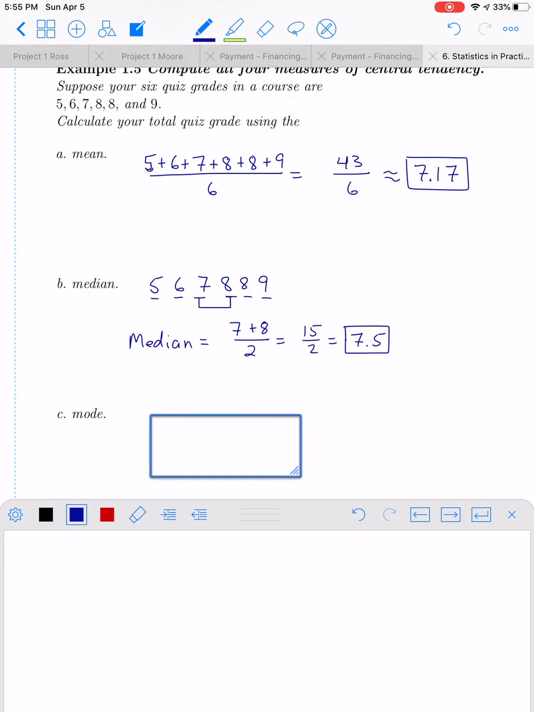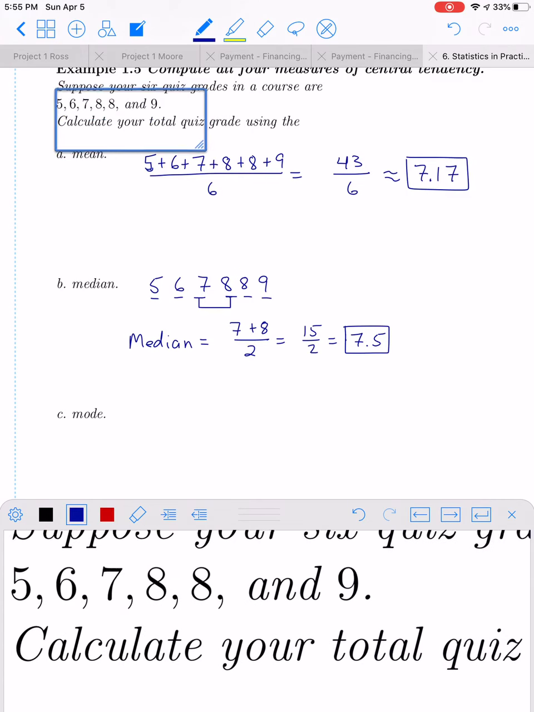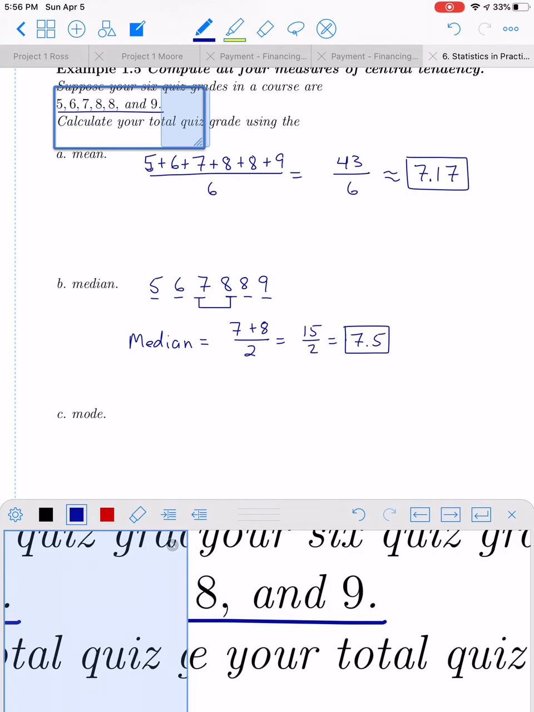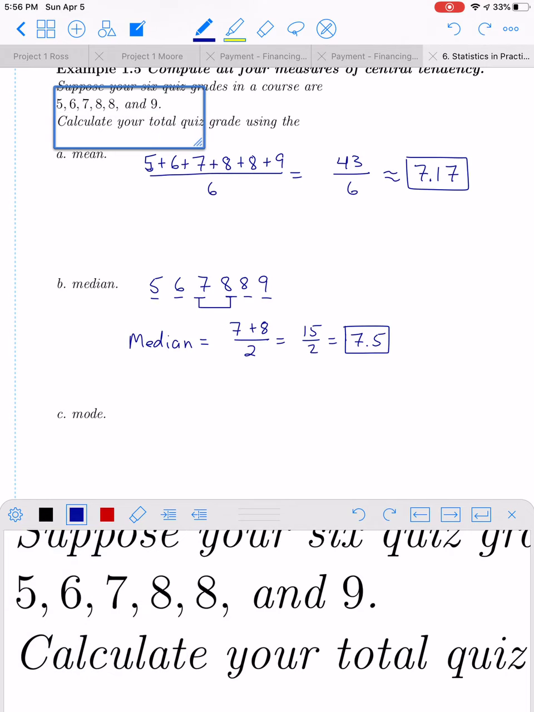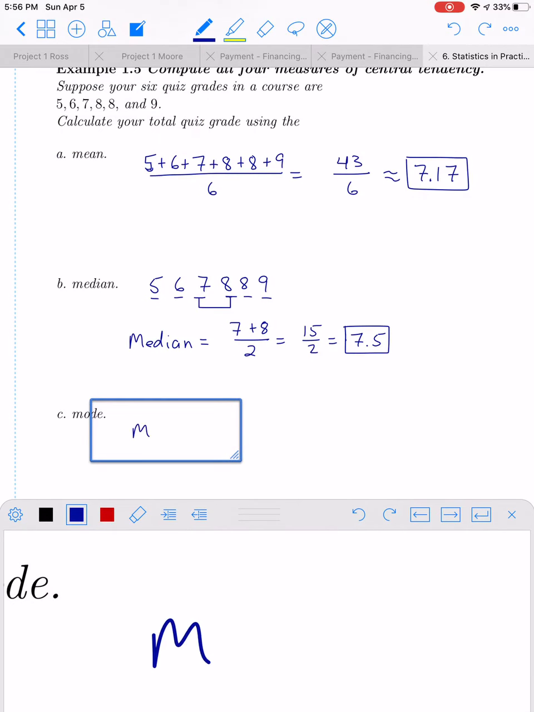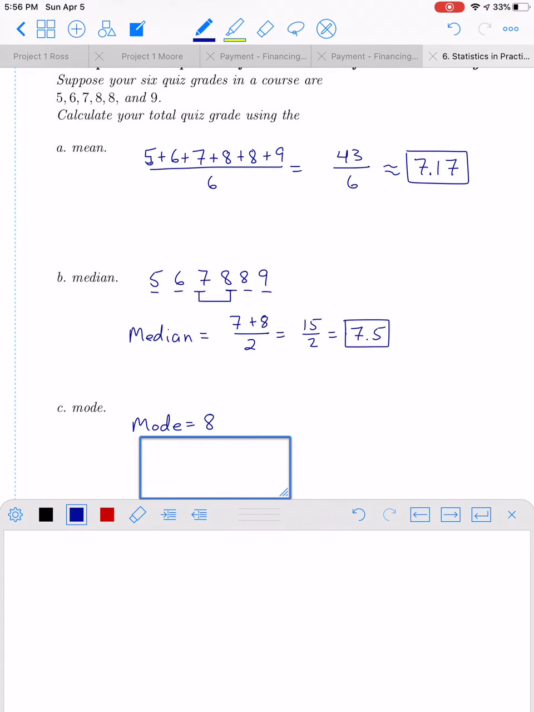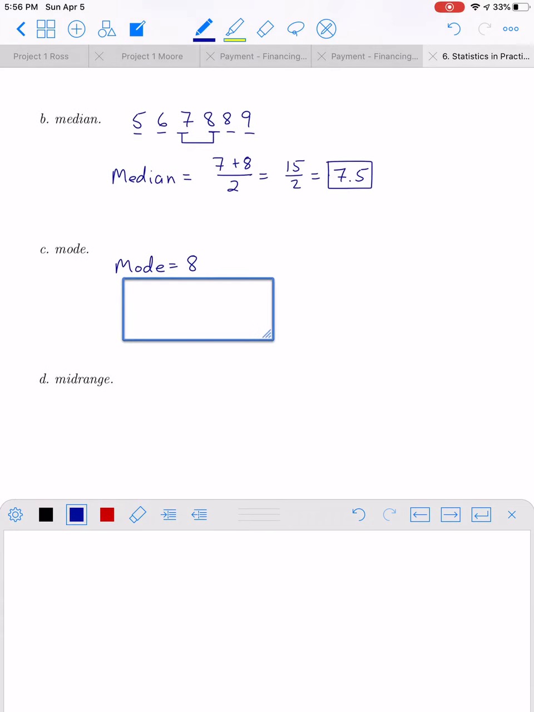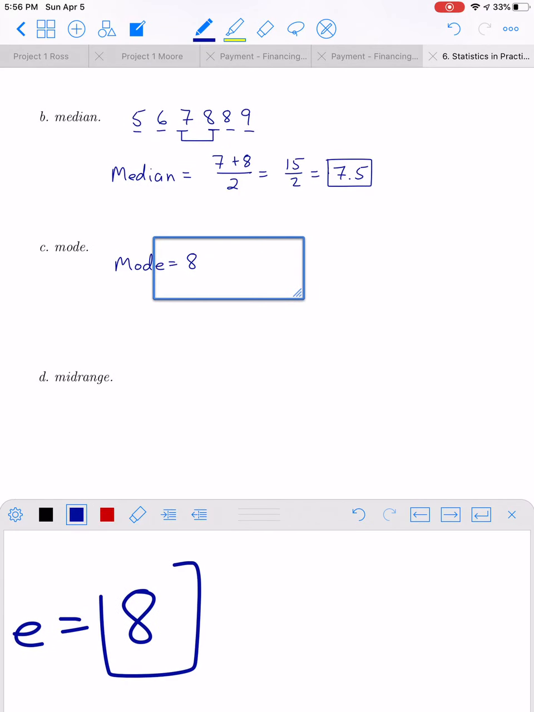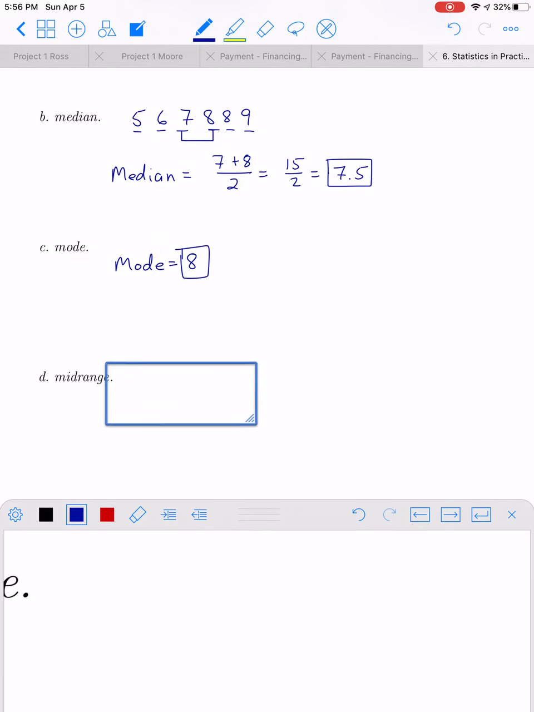What's the mode? Well, the mode from our list, 5, 6, 7, 8, 8, and 9. Well, the only one that occurs more than once is 8. That occurs the most. So 8's the mode. Looks like the mode's even better, but what would happen if we had 2 5s on that list? Maybe we would want the mode to be our average in the class for our quiz grades.